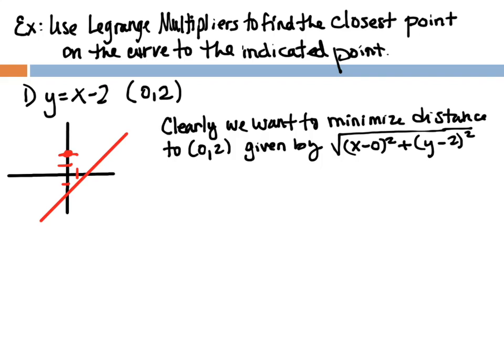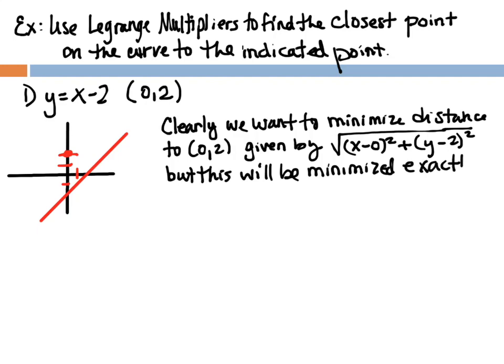But here's the catch that makes this really nice. This will be minimized exactly where x squared plus (y minus 2) squared is minimized.